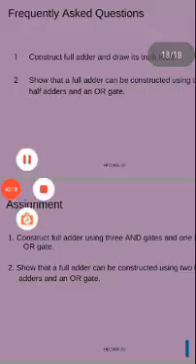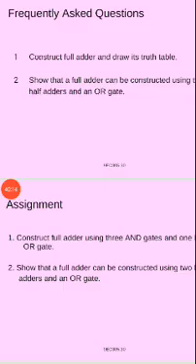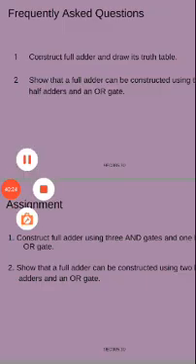So today we discussed the full adder using two half adders, and we discussed the truth table also. In the next class we discuss the next topic.